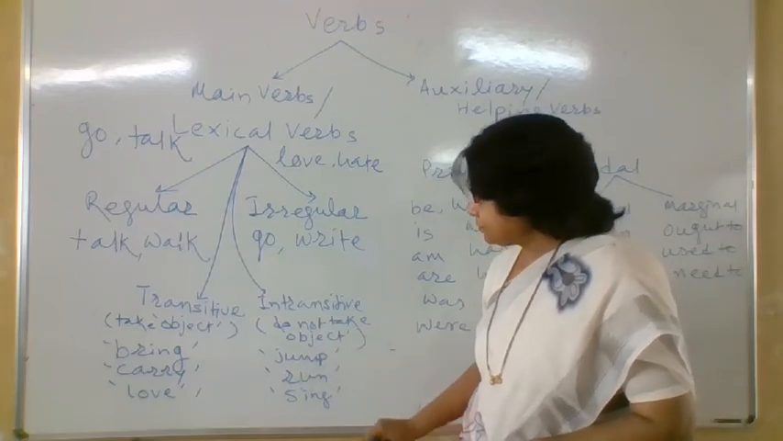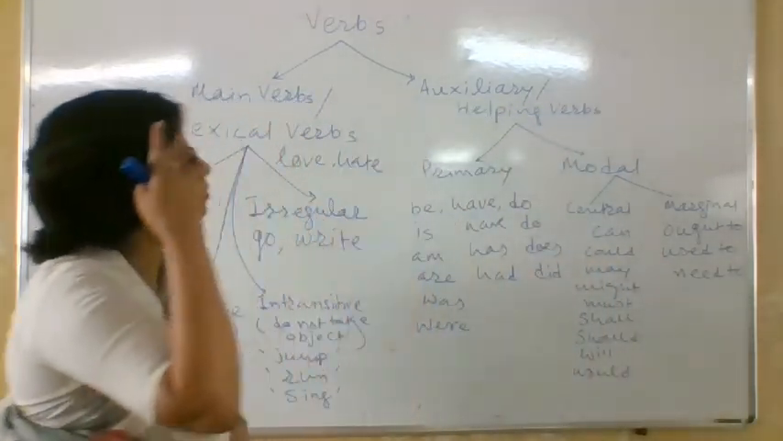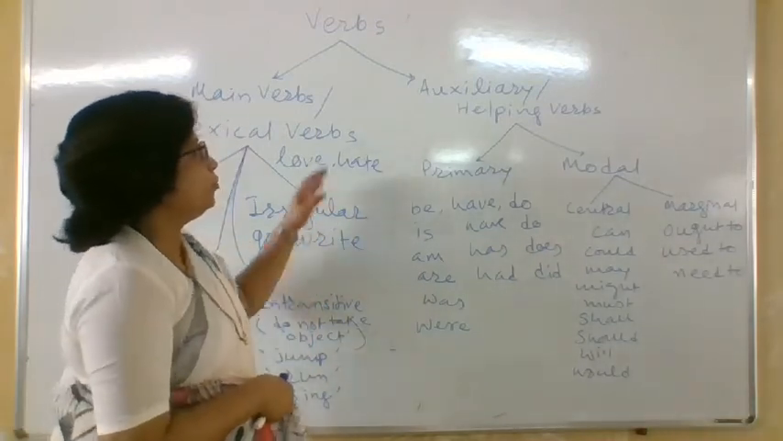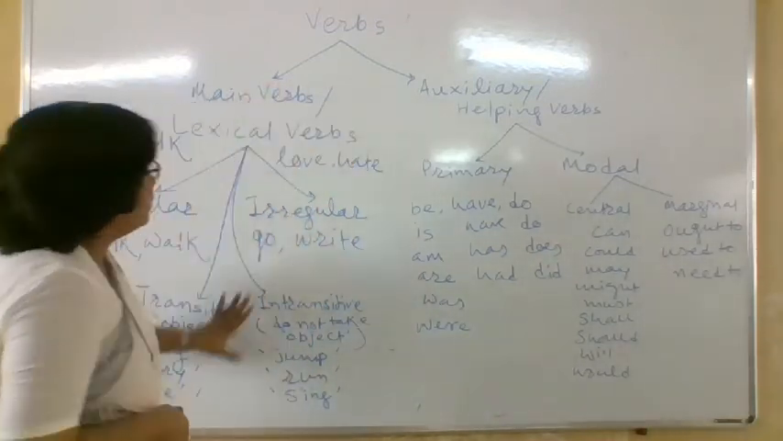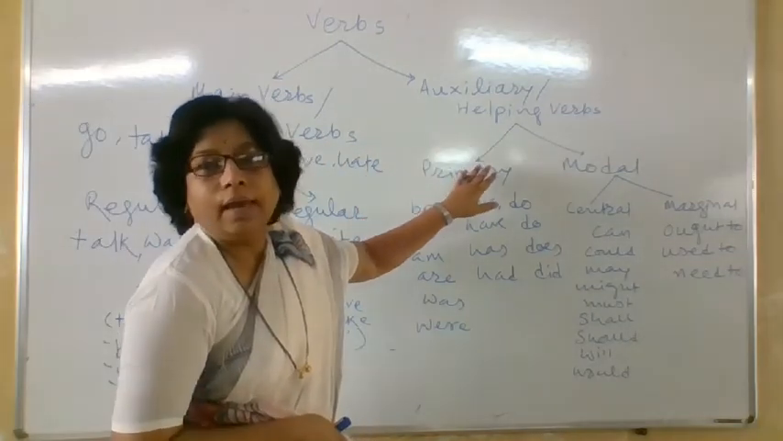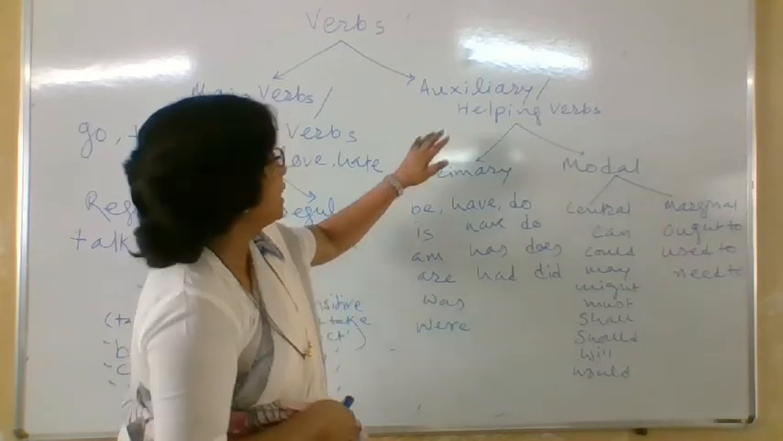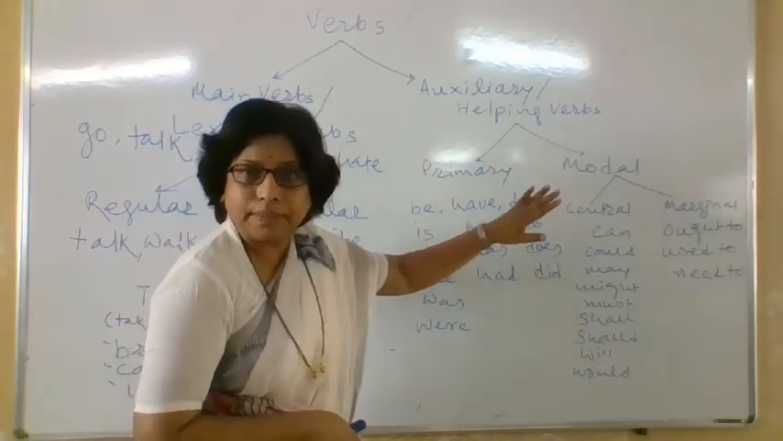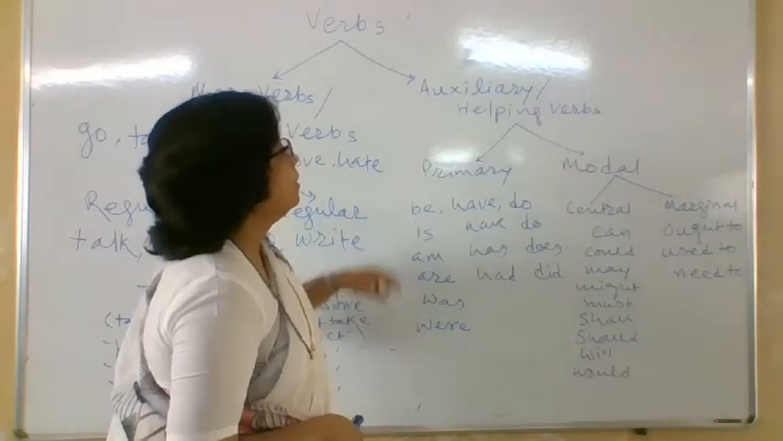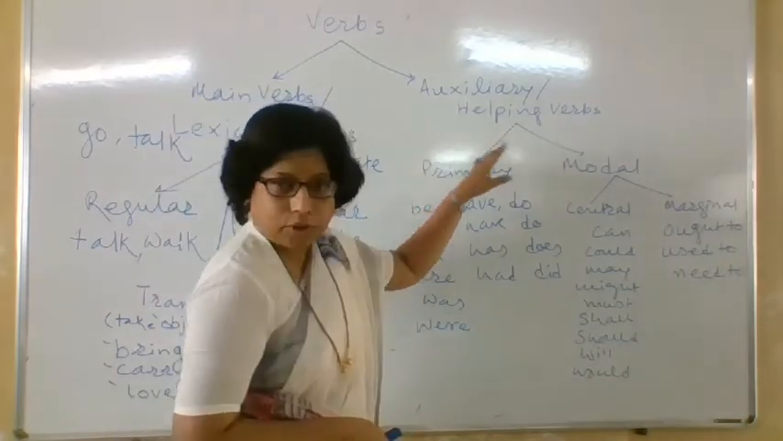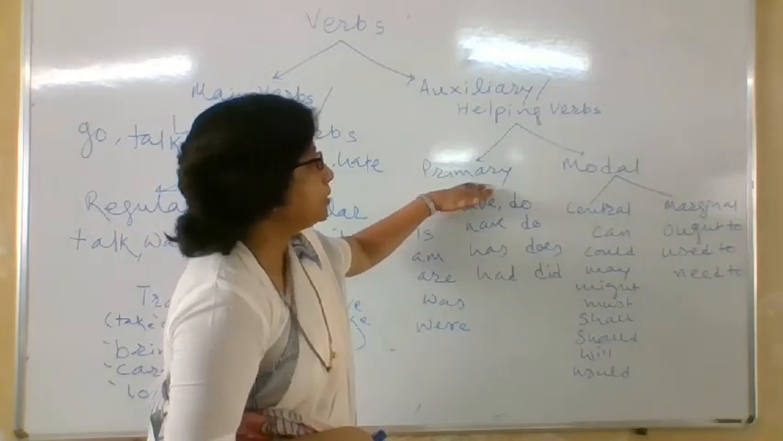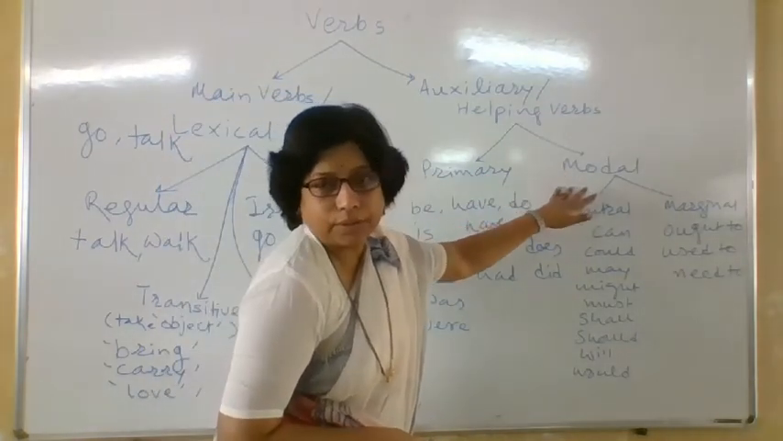Okay. Then we have the other major category of the verb. So these are the main verbs. We have auxiliary or helping verbs, the verbs that help the main verb for different purposes. So they are known as the auxiliary verbs or the helping verbs. And these helping verbs are again divided into two categories: primary auxiliary verbs and modal auxiliary verbs.